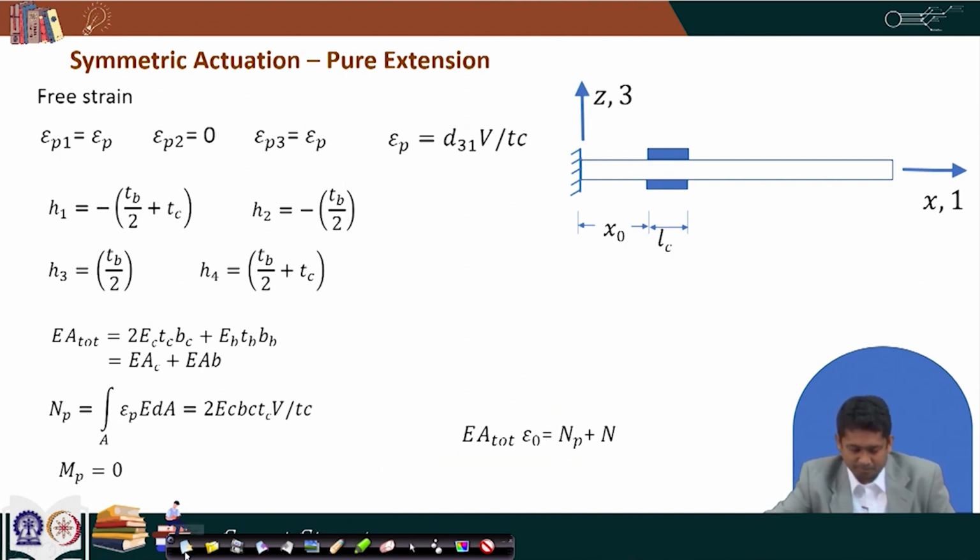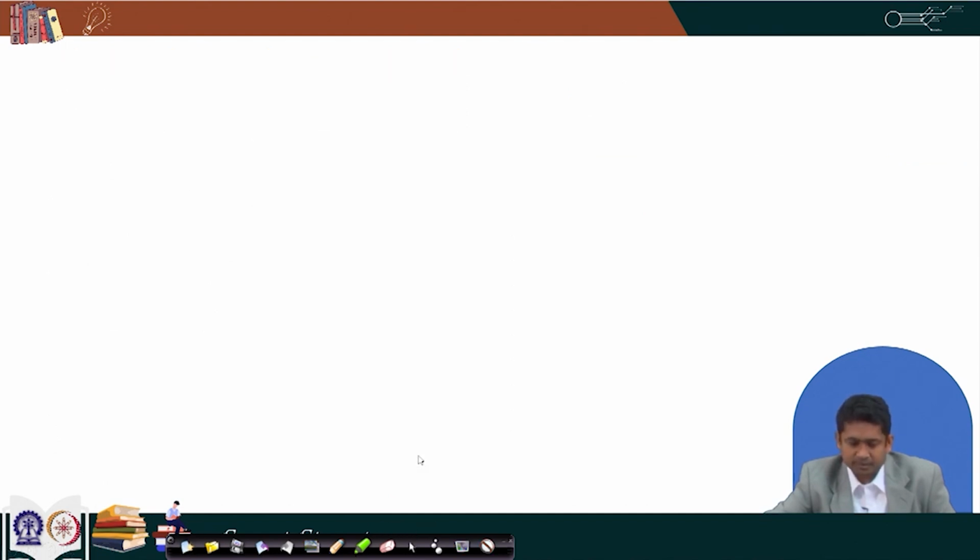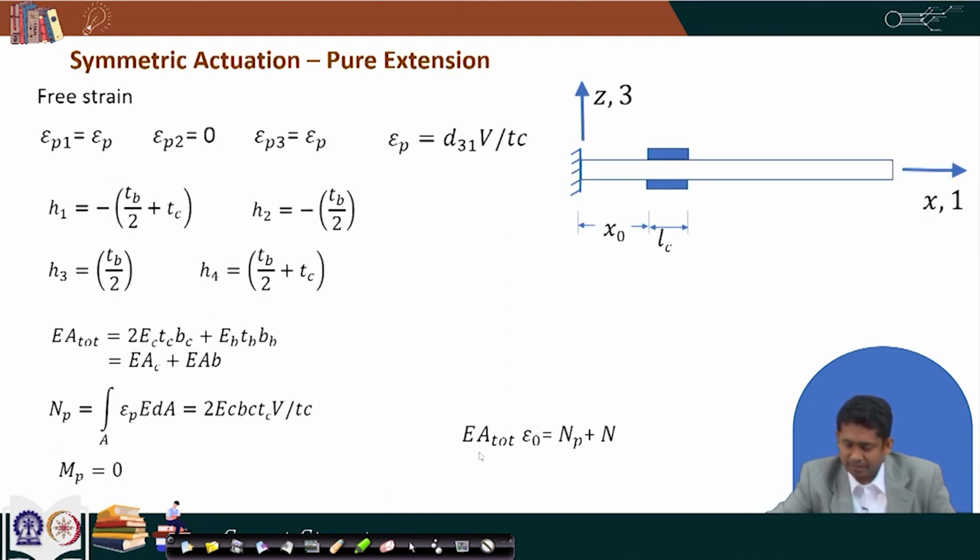And then after solving this, we can find out our epsilon 0. Now, NP is the force corresponding to the free strain, and N is the force corresponding to any externally applied load.